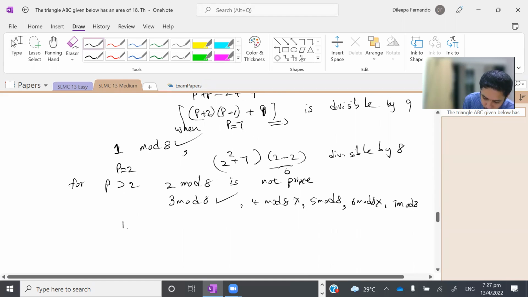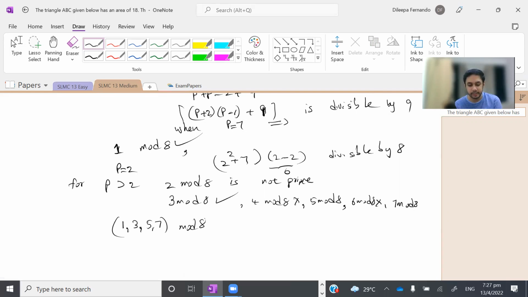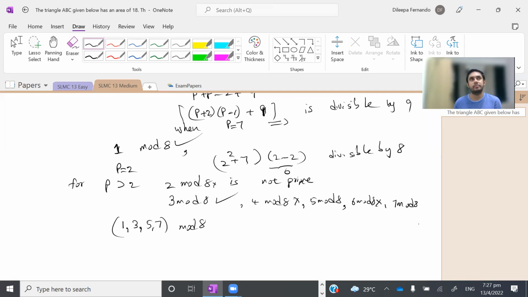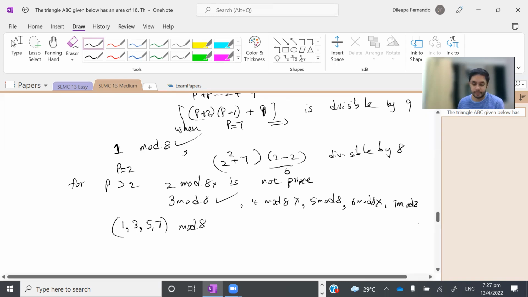So we only have 1, 3, 5, 7 mod 8. And I can tell you a different method, because we know that after p equals 2, no prime is an even number, so you don't have to check all these residues, you can just omit the even ones. So 2, 4, 6 and 0 mod 8 can be removed directly without even considering, because after p equals 2 there's no even prime, so that is efficient.